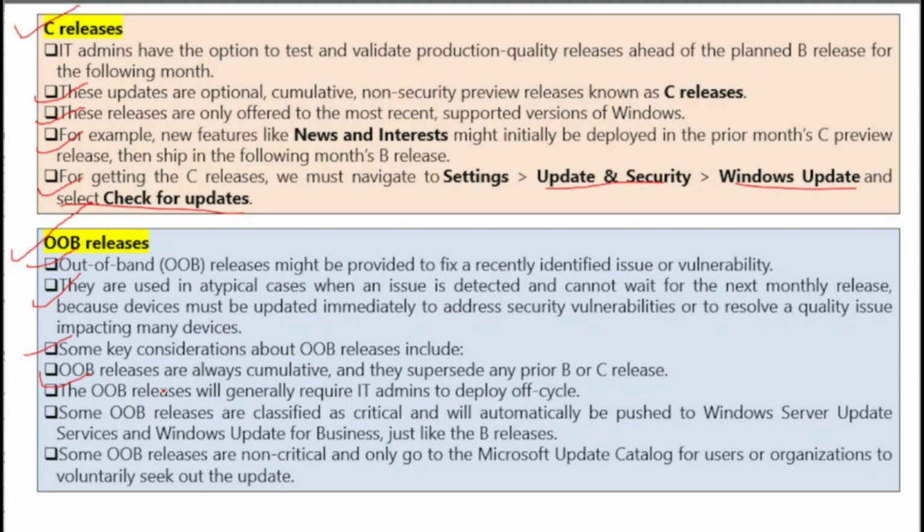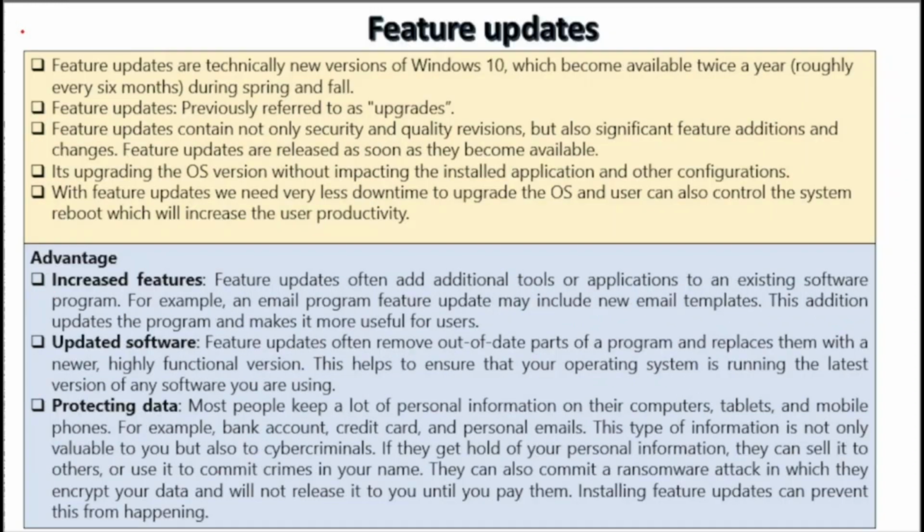The out-of-band patches will generally require IT administrators to deploy off-cycle. Some out-of-band patch releases are classified as critical and will automatically be pushed to Windows Server Update Services and Windows Update for Business, just like B releases. Some out-of-band releases are non-critical and only go to the Microsoft Update Catalog for users or organizations to voluntarily seek out the update.